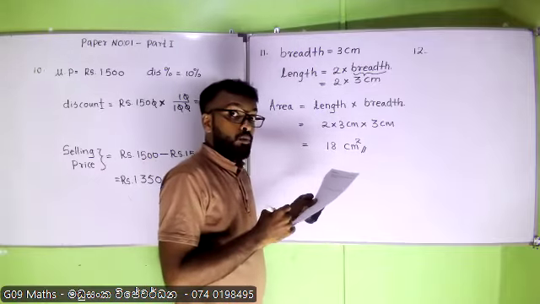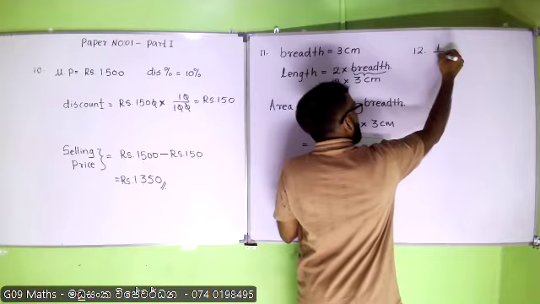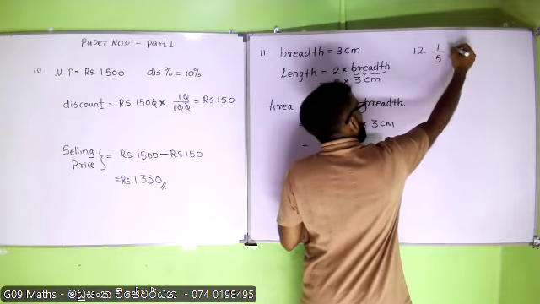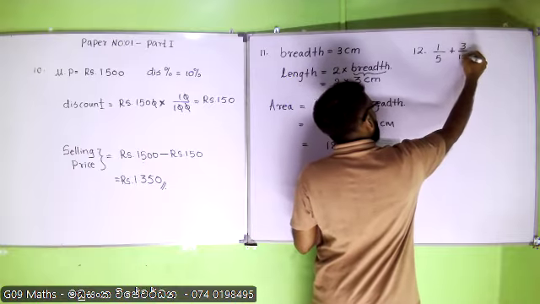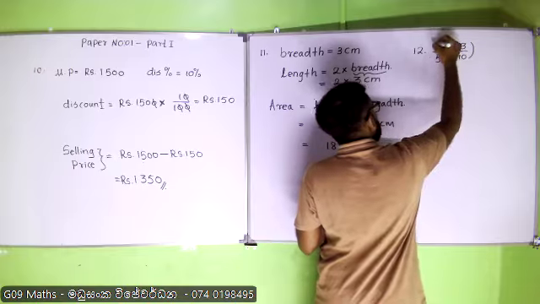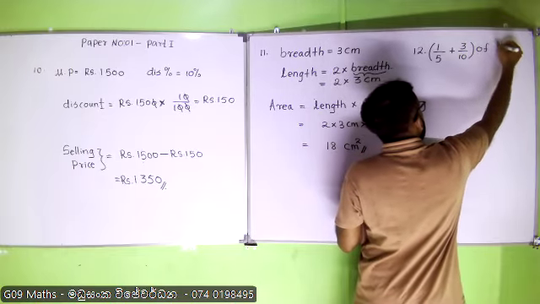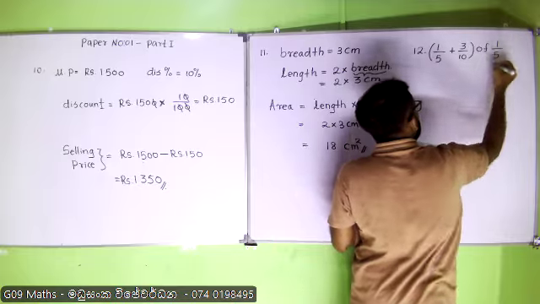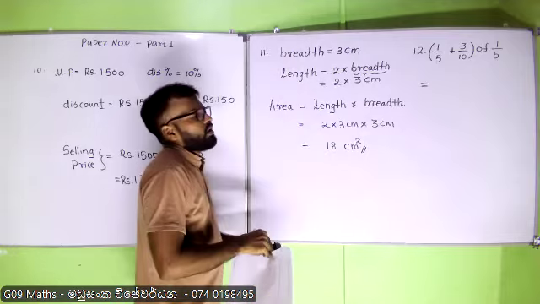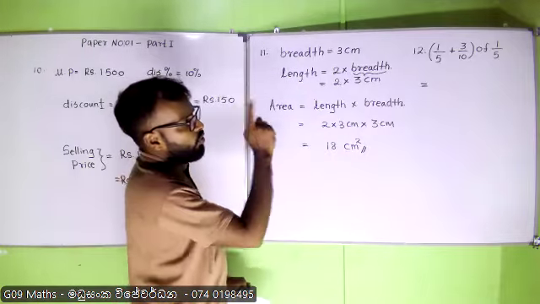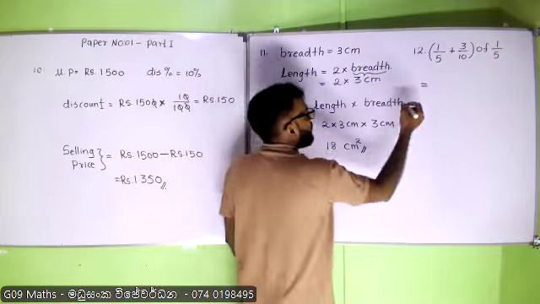You have to apply BODMAS. So (1 upon 5 plus 3 upon 10) of 1 upon 5 equals what? So there are brackets, and how to simplify? I am going to write BODMAS here.